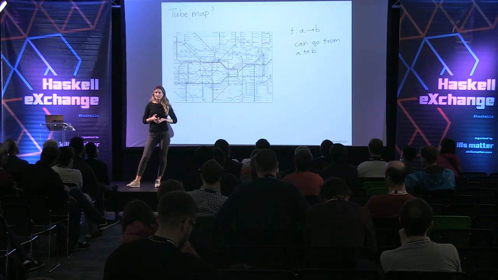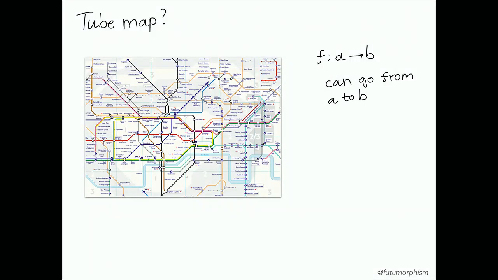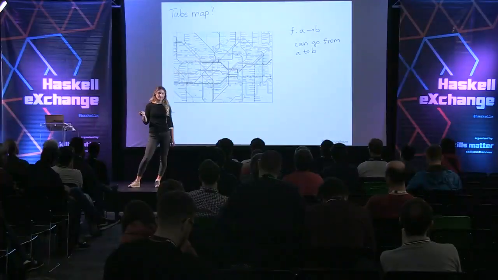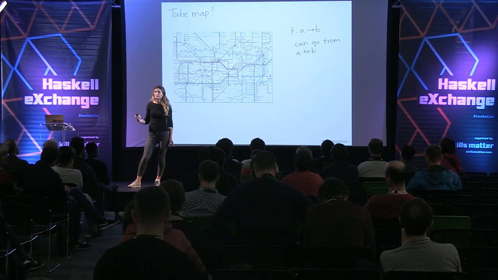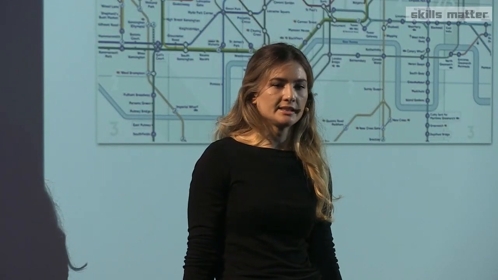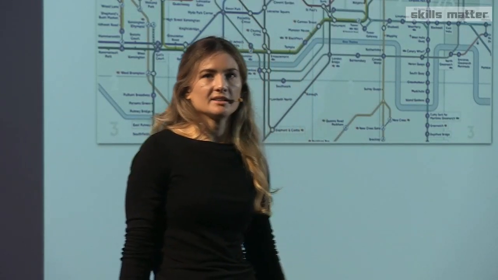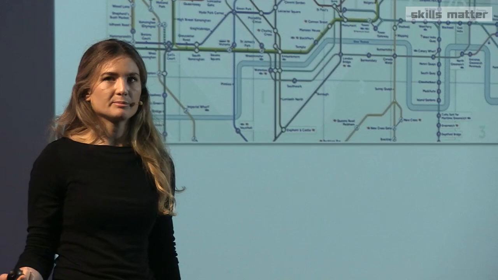What about something like a tube map, where the objects are tube stations and you can go from A to B, and there is a morphism from A to B if you can go from A to B via the tube? Yeah, this one would be a category because it would have as identity "stay where you are", and it has composition as well.